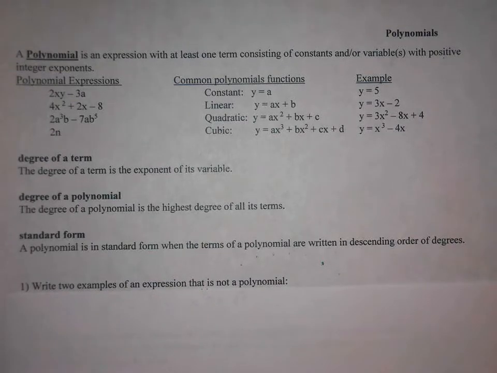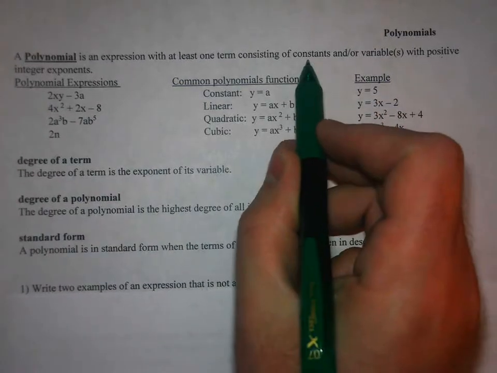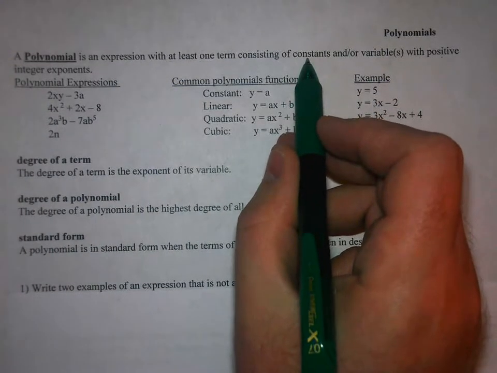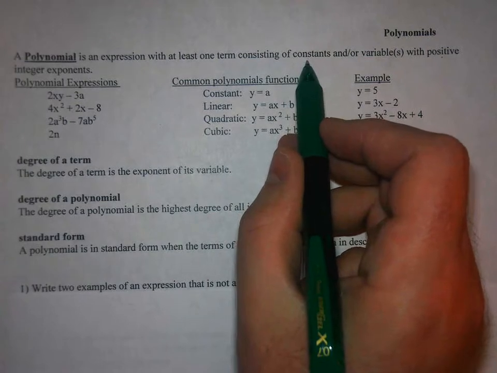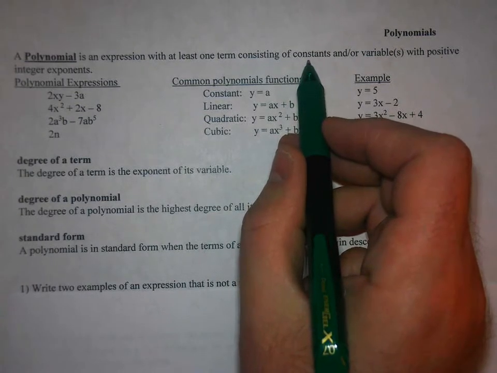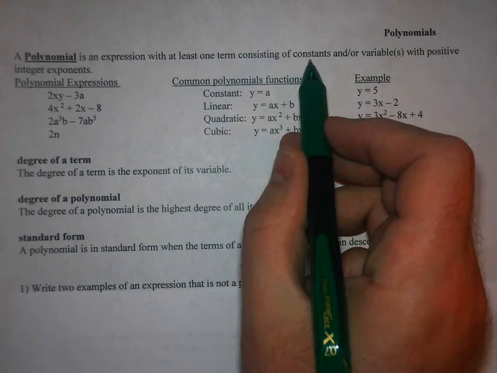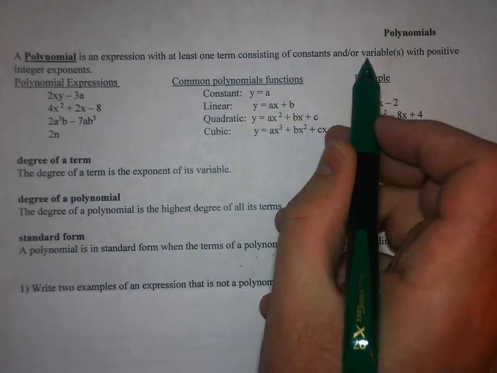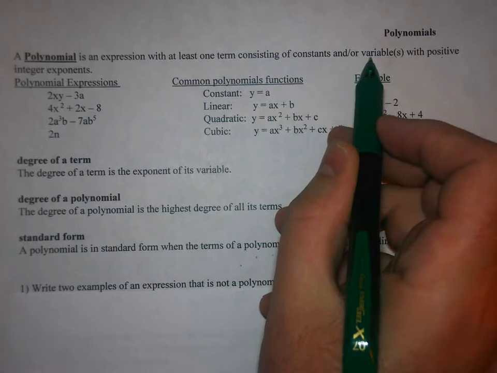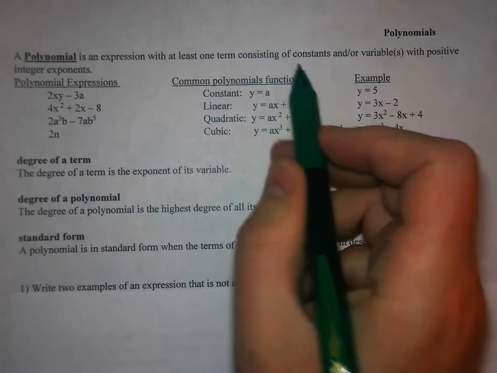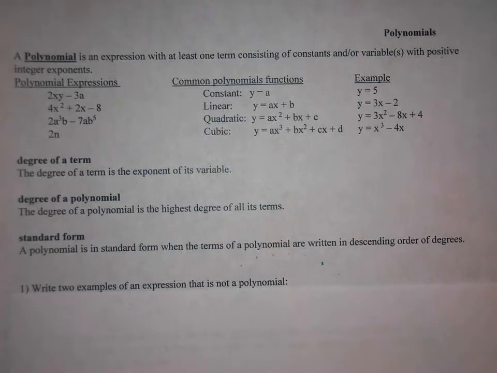A polynomial is an expression with at least one term consisting of constants and/or variables with positive integer exponents. That sounds like a lot, but when you break it down, when they talk about constants, it just means we're looking at numbers, like 3, -2, 15. Those are examples of constants. Variables are things like x, y, a's, b's. Positive integer exponents are the numbers 1, 2, 3, 4, 5, and so on.